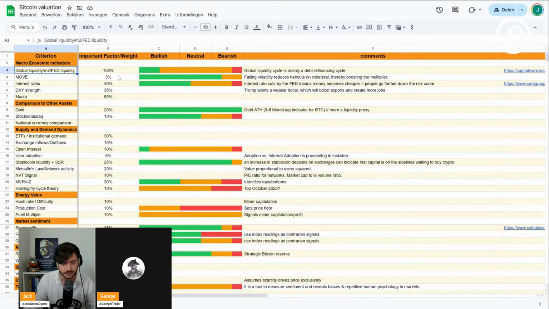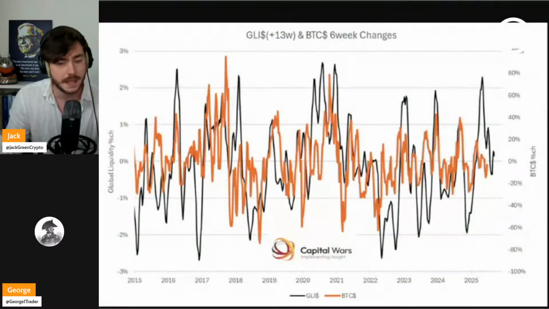So let's dive right into it. I'm going to start with the most important thing, what I mostly base my investment decisions on for Bitcoin, which is the global liquidity index. So let me start right ahead. And why is that? Well, let me show this.